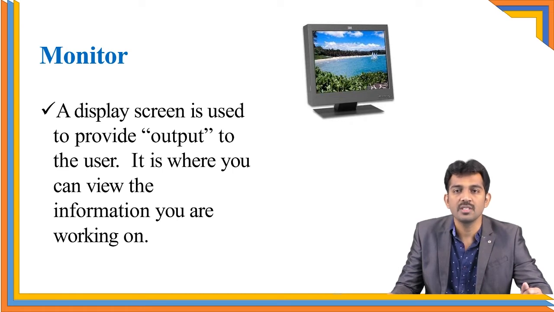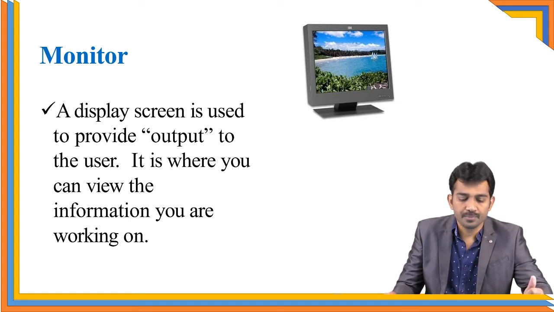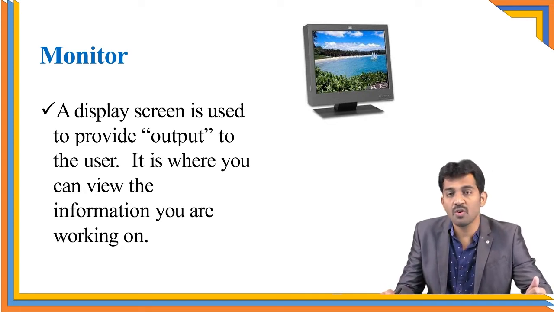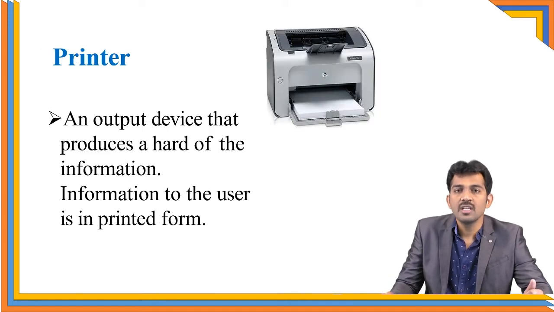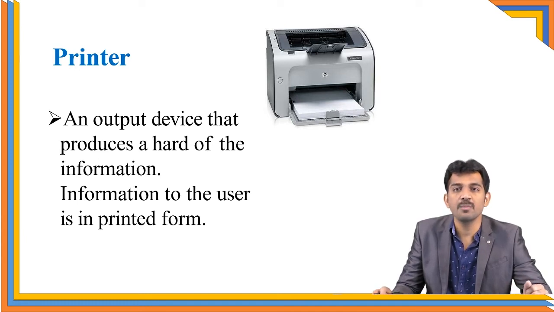This is the monitor, right? A display screen is used to provide output to the user, wherever you can view the information you are working on. Is this clear? And the printer. We have various kinds of printers, inkjet printers, color printers, right? This is a device that gives a hard copy of your output. You may observe that so many documents with you, Xerox copies, are printed documents, all printed on paper through the printer. Is this clear?